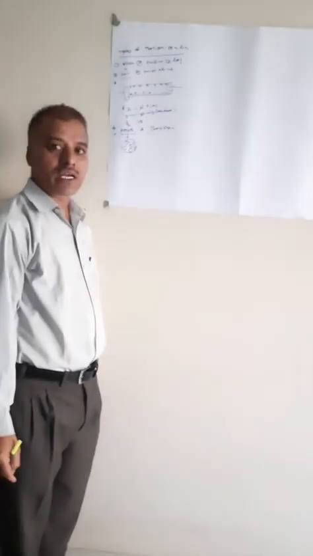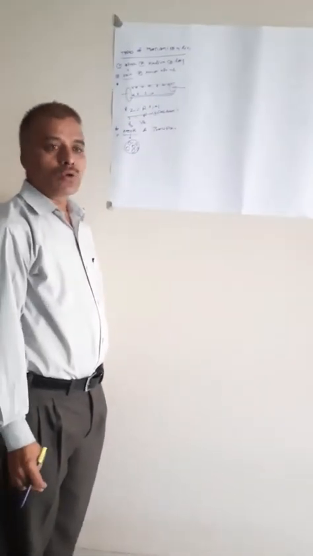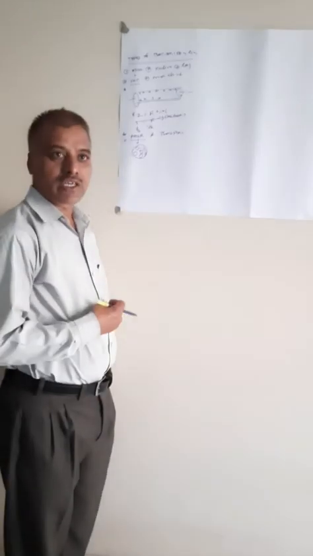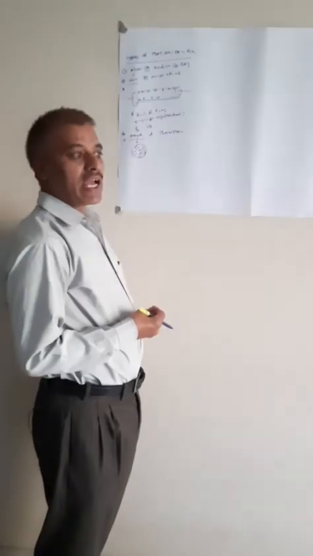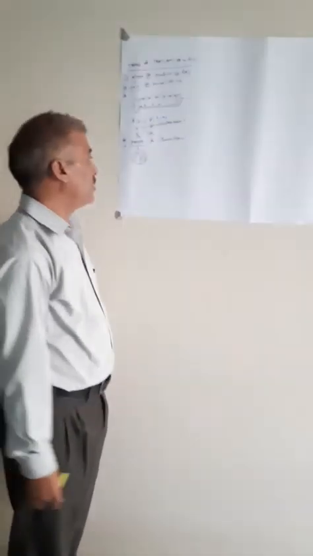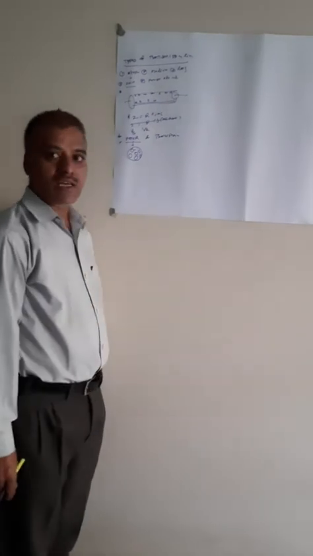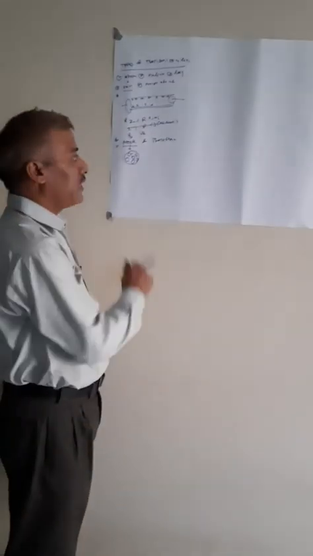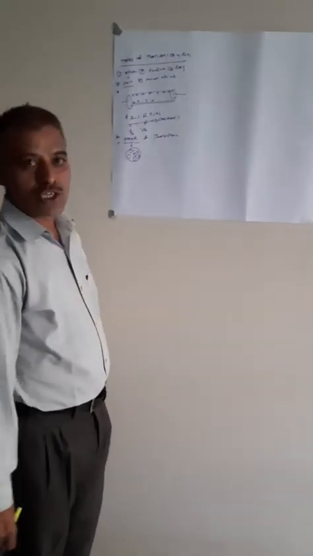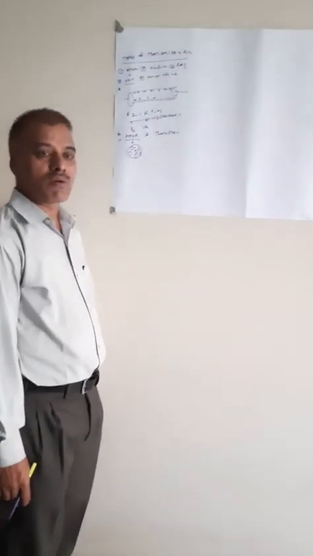Due to this ACSR conductor, what happens? The total voltage drop in this conductor, sag, efficiency and all these parameters are improved. So these ACSR conductors can minimize the Ferranti effect as well as the skin effect. Then the second point is the transposition of conductor. What is meant by transposition of conductor?